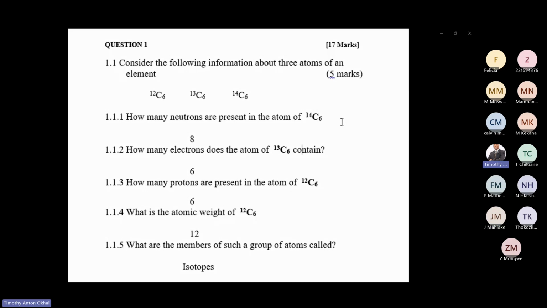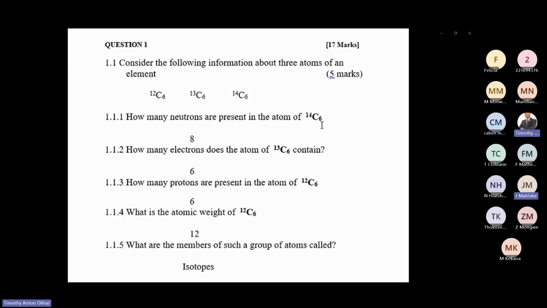And how do you find the protons? Very interesting. You have to understand also that the number of protons is equal to the atomic number. What is the atomic number here? The atomic number is the number at the bottom here, the subscript, that is 6. So if 6 is your atomic number and 14 is your atomic mass, how do you find the neutrons? If protons plus neutrons is atomic mass and protons is 6, it then follows that your neutrons will be the atomic mass minus the number of protons.